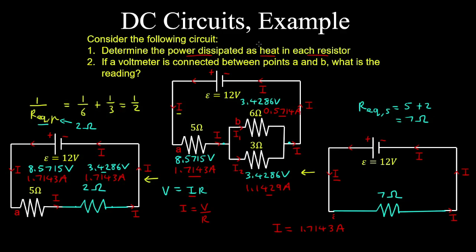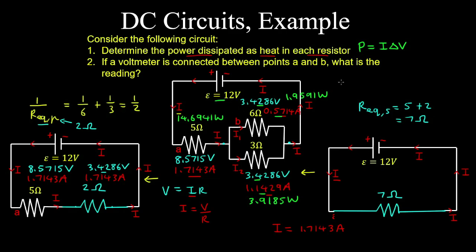And now we can calculate the power dissipated as heat in each resistor. So that will be the current by the potential drop across each resistor. So if you multiply the current by the voltage drop across each resistor for each of those resistors, you get the following values for the power dissipated as heat in each resistor. So 14.6941 watts. And then for this resistor, you get 3.9185 watts. And then for this resistor over here, you get 1.9591 watts.